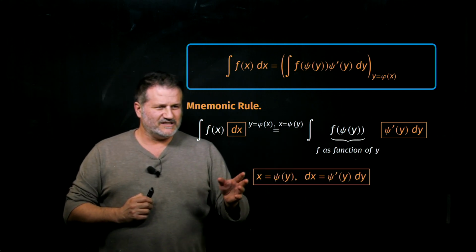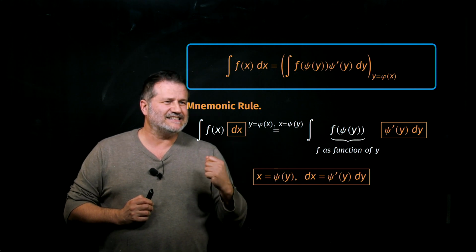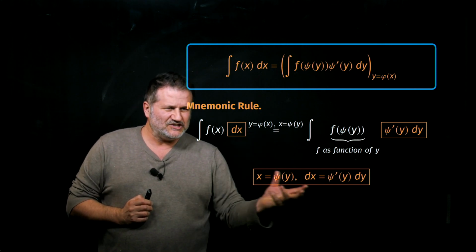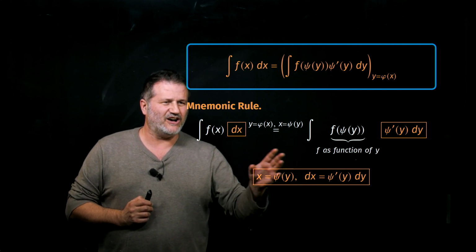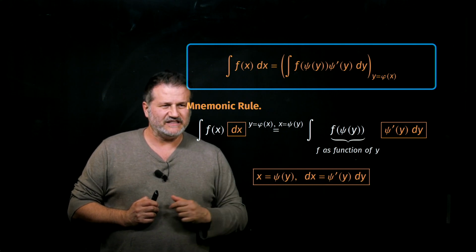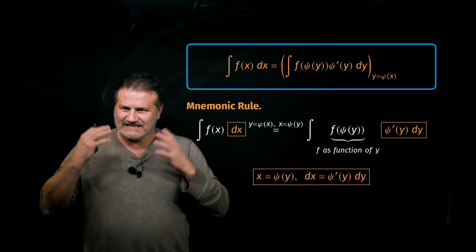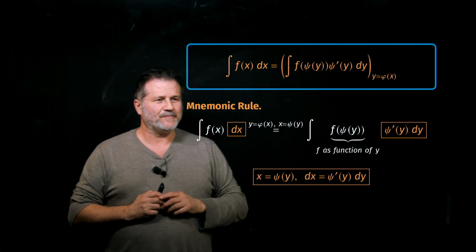An interesting remark consists in the transformation of this factor, the informal factor dx, into this one. Because since x is just this function psi of y, the idea is that if you differentiate both sides of this identity, the derivative of x would be the derivative of psi of y, so psi prime of y times the derivative of y. So that's more or less the idea to memorize quickly this trick.